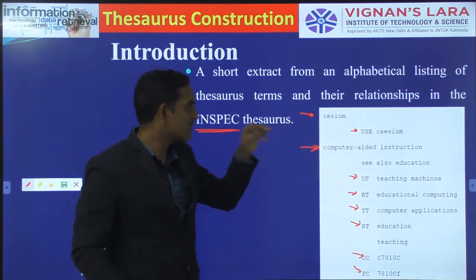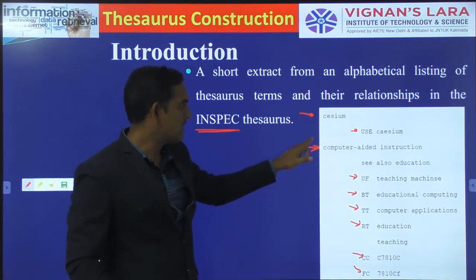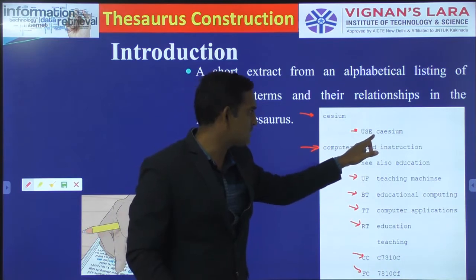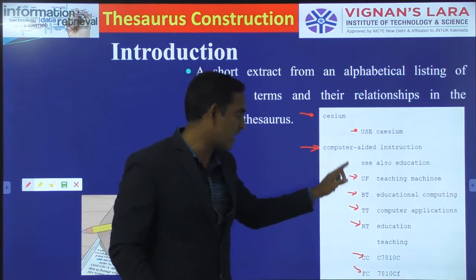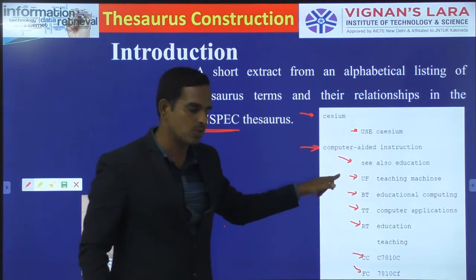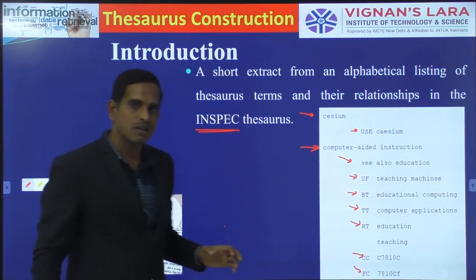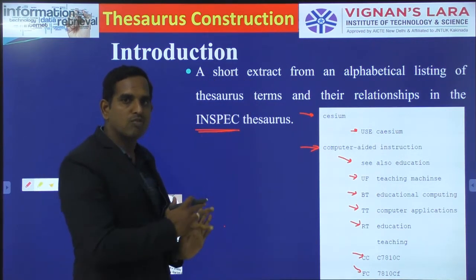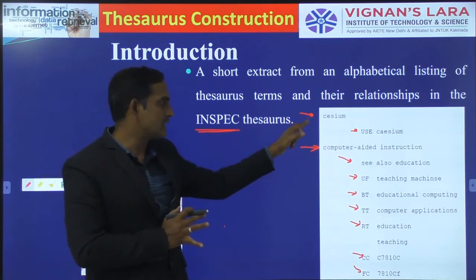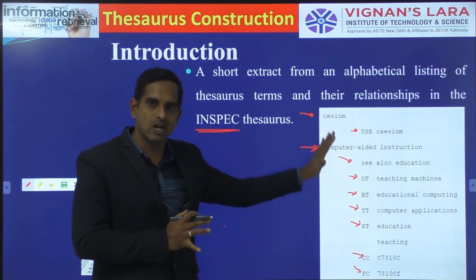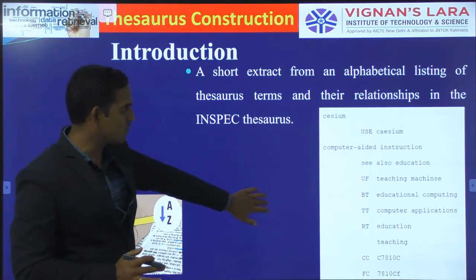You have the word cesium and you have computer aided instruction. For the cesium word you have some properties, and for computer aided instruction we also have some properties: UF, BT, TT, RT, and also CC and FC. So this is an outline of one part of your Inspect Thesaurus, and it contains words and how those words are related. We will look at these things one by one.